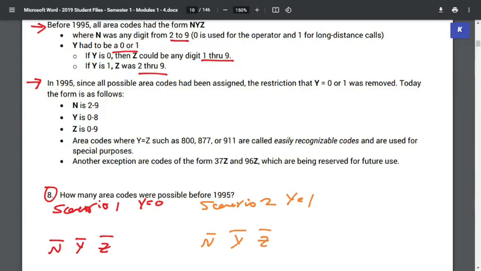So, like the problems before, I want you to pause and try this one on your own. If you look at each combination, multiply across, add them up, and you will get our total answer. So, pause right now and figure out how many combinations there were before 1995.